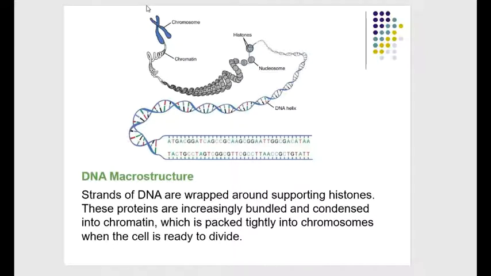It actually is not in that X-shaped form while the cell is active, only while it is dividing. But when it is going through the division process, that DNA is going to start to tightly wrap around a material called histones. Histones are going to bundle up together in a nucleosome. Then they're going to wind together into a chromatin, and those two chromatins are going to group together to form the chromosome.